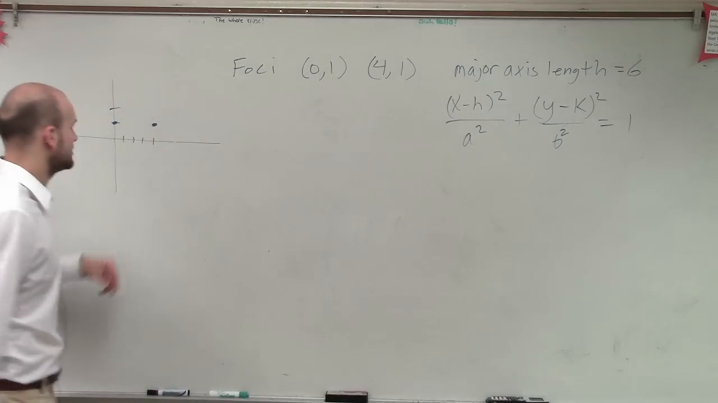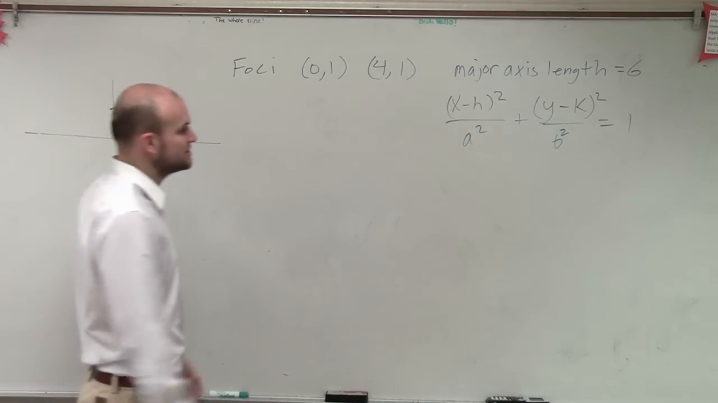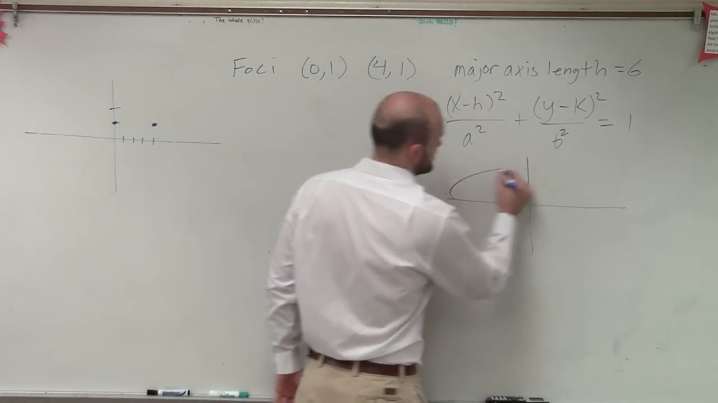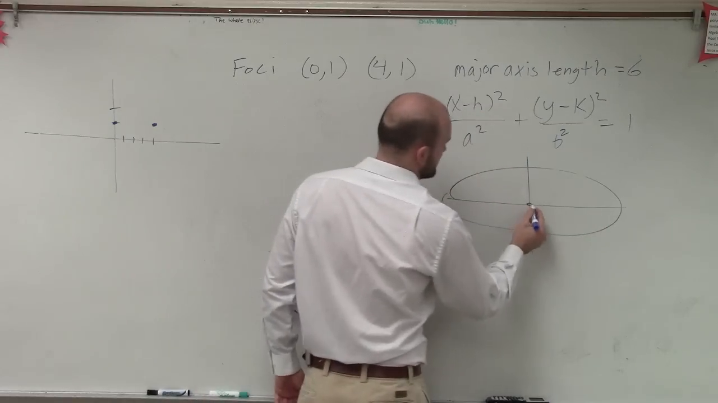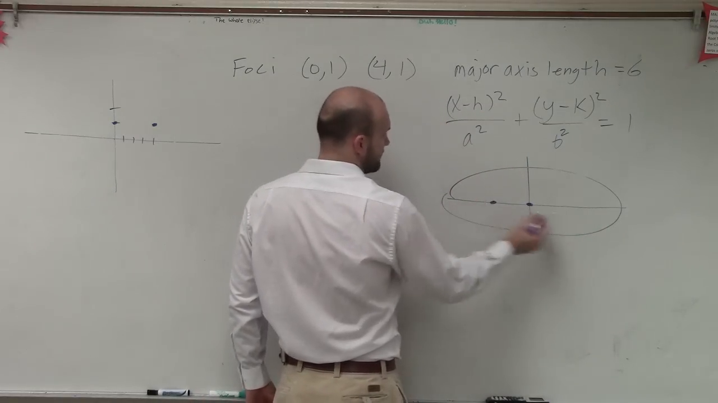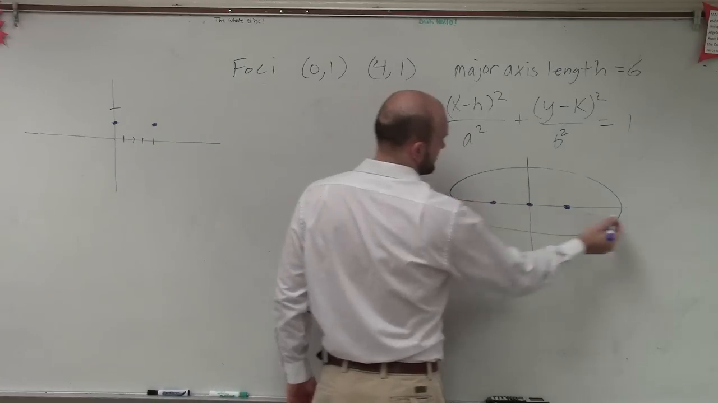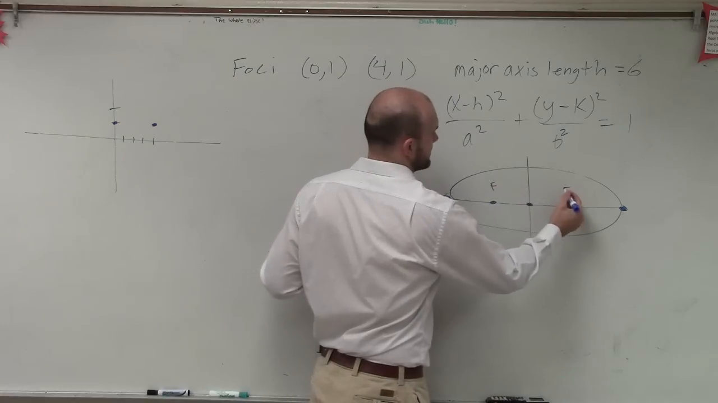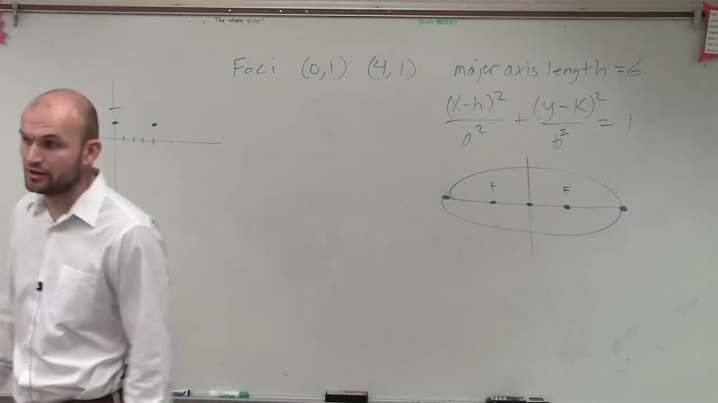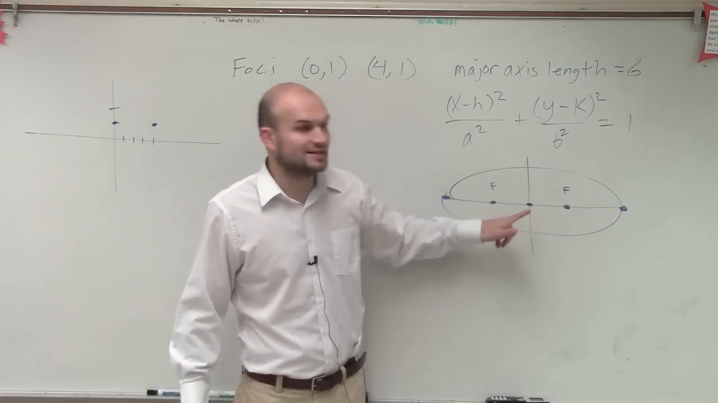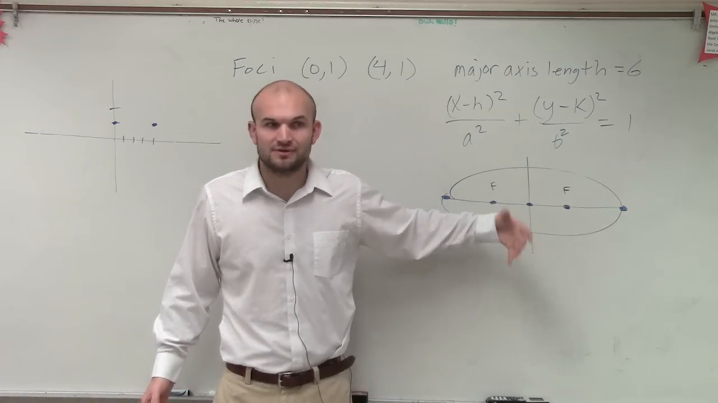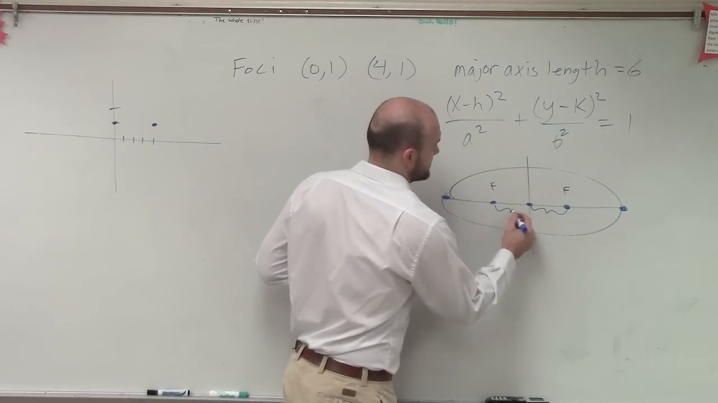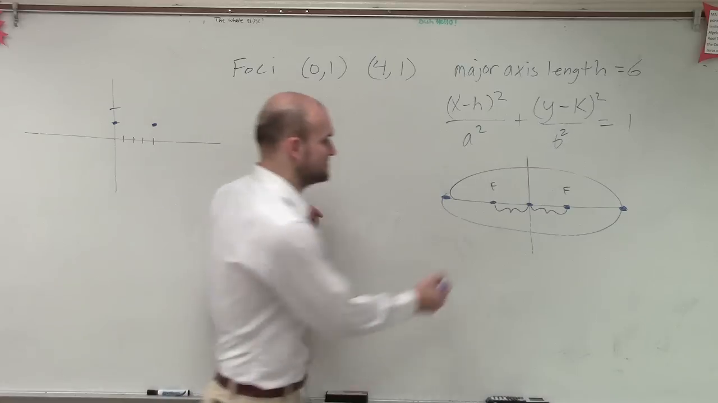So let's go back and look at our two foci. So now we know we have a horizontal ellipse, right? So we have a center, foci, and then two vertices. Now, so far, ladies and gentlemen, I've given you two foci. I didn't give you the center. Do we know the distance from the foci to the center? It is a distance of c, right? And is it the exact same distance for both? Right, it's the exact same distance of c.